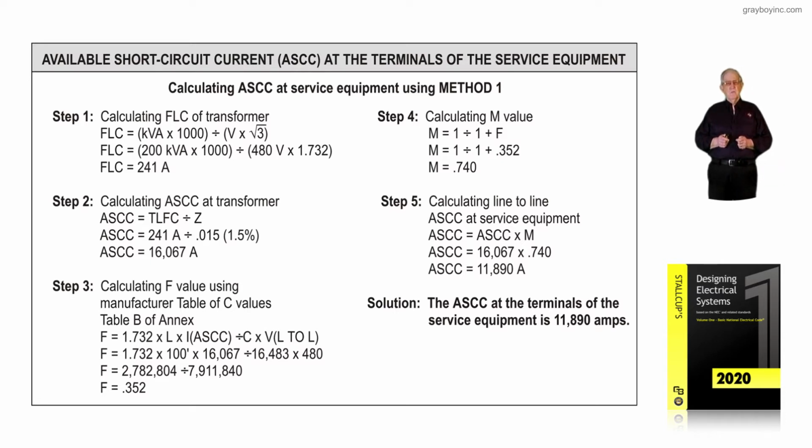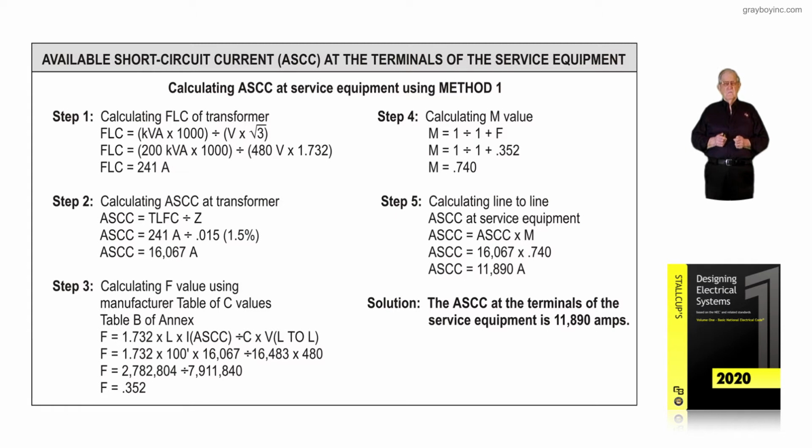Now, the first step is to determine what is the available short circuit at the transformer. So you see in step one, the FLC in amps is the formula kVA times 1,000 to get volt amps, divided by the voltage times the square root of 3. So the next step in the formula is taking 200 kVA, the rating of the transformer, times 1,000, divided by the voltage, 480, times the square root of 3, and then we derive 241 amps. That's the output of the transformer.